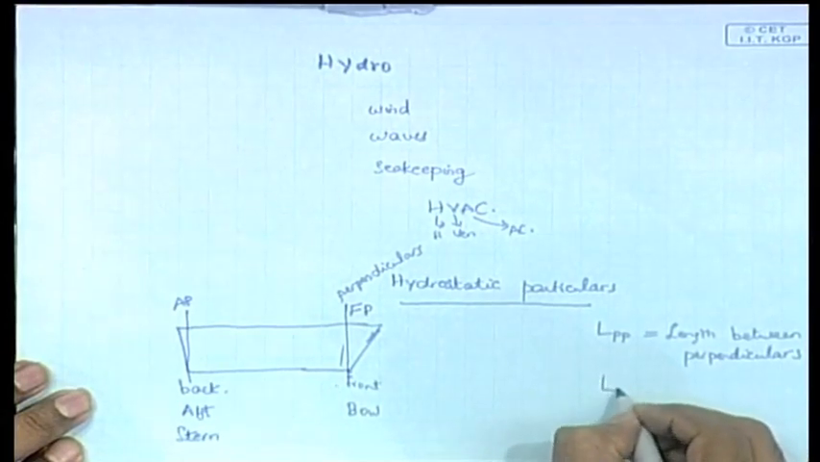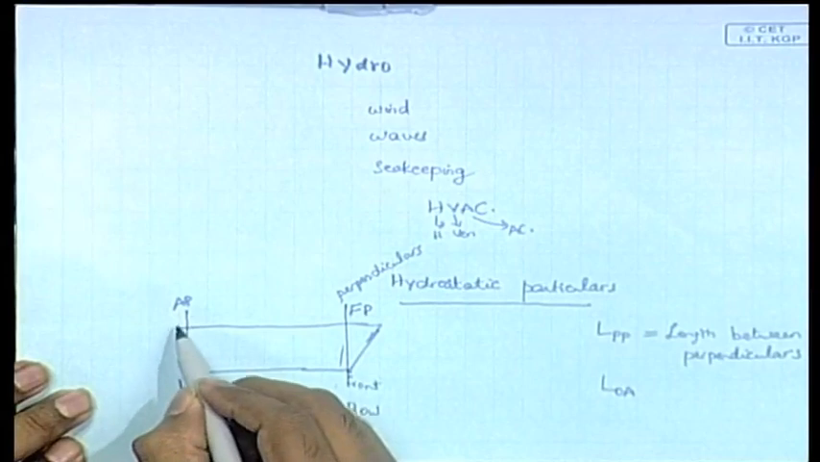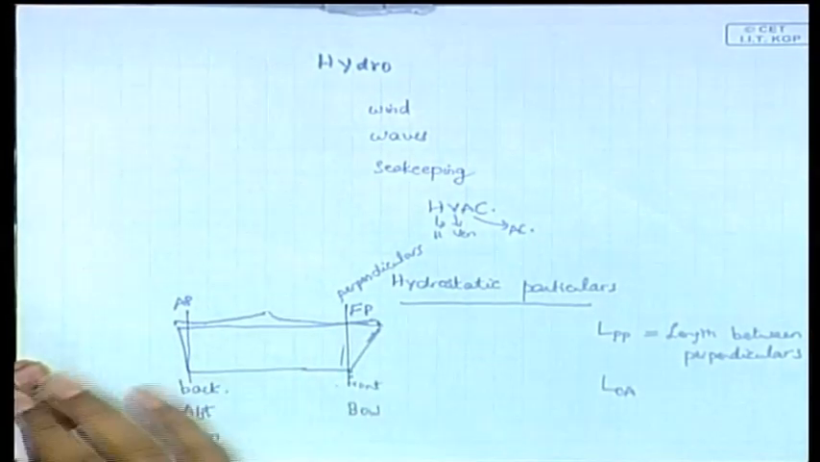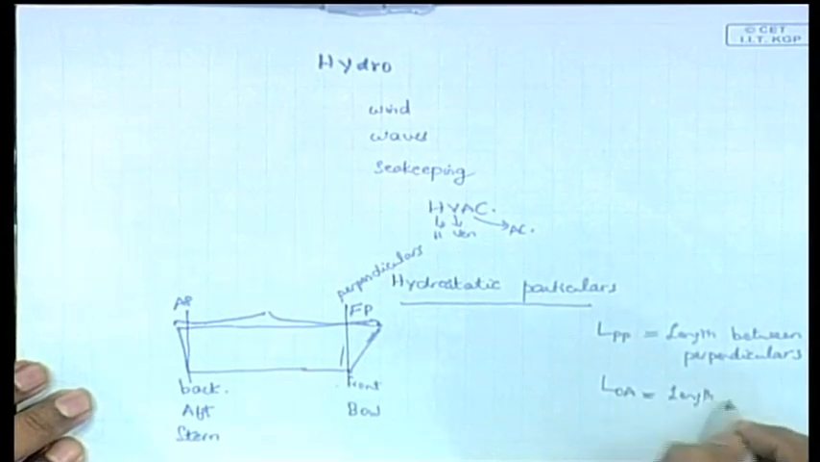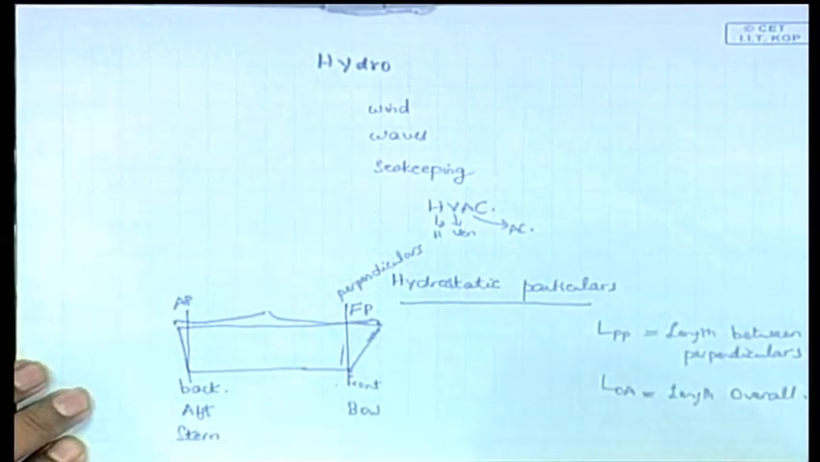The next one is LOA, which is the length overall. It is this distance, the whole thing, length overall. That is LOA. Then the next one is breadth.